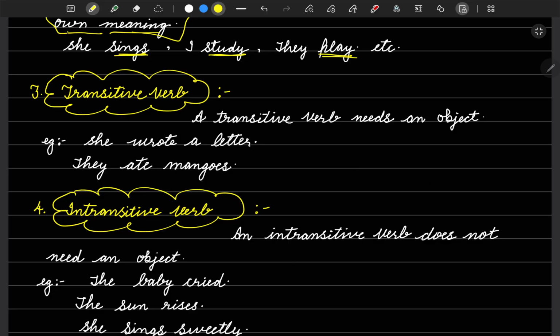Now third is transitive verb. A transitive verb needs an object. What is a transitive verb? Transitive verbs need an object. For example, she wrote a letter. Letter is an object and wrote is a verb. So if any verb needs an object, then we will call it a transitive verb. They ate mangoes. Mangoes is an object.